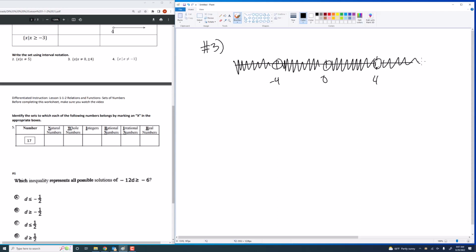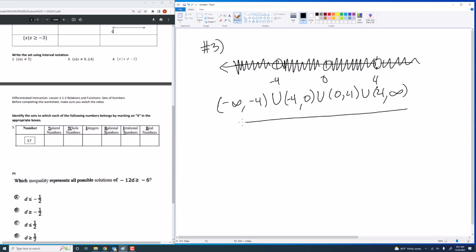But I never said it can't be anything else. So then what are those intervals? Well, this first interval, since it's going that way forever, that's -infinity to -4. This interval is -4 to 0. This interval is from 0 to 4. And this interval starts at 4 and goes on to infinity. Because they're open circles, that's why they're all parentheses. Infinity is always parentheses. Now how do I say these are together? We use this symbol, union, to say that they're all together.